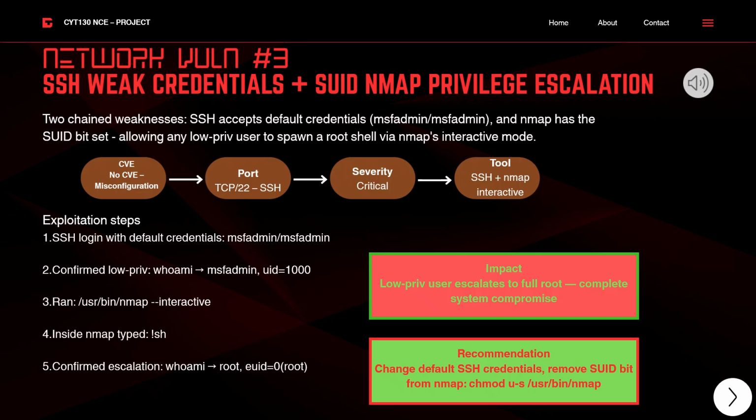Nmap's interactive mode allows spawning shell commands, and since Nmap runs as root, the shell inherits root privileges. We SSH'd in with default credentials, confirmed we were msfadmin, then ran nmap --interactive, typed exclamation mark sh, and our whoami returned root with UID 0. The fix is to change default SSH credentials immediately and then remove the SUID bit from Nmap using chmod u-s.